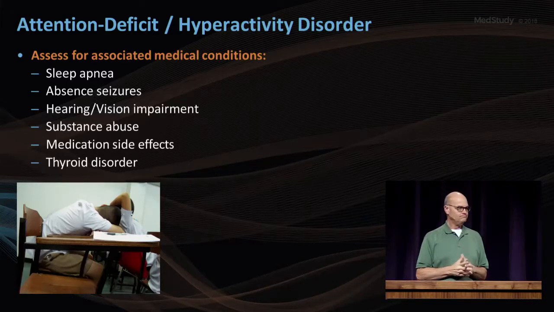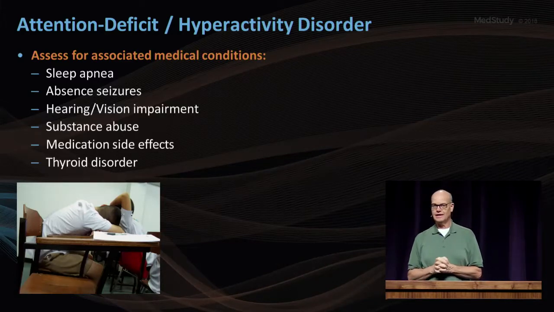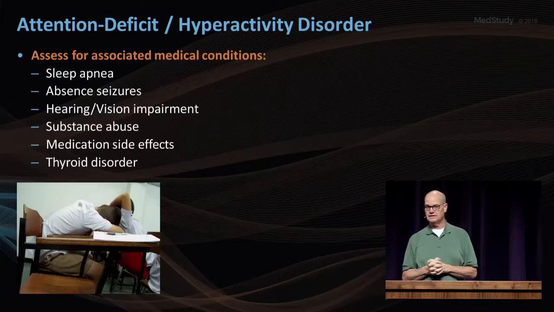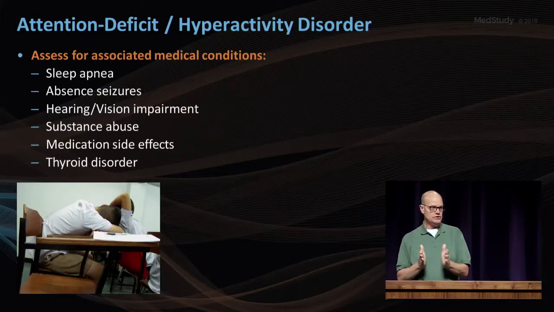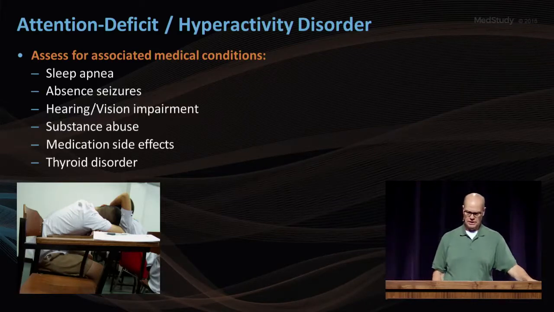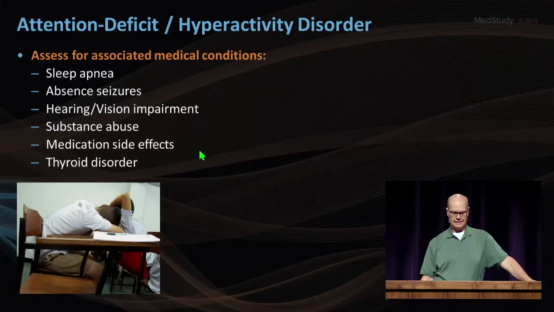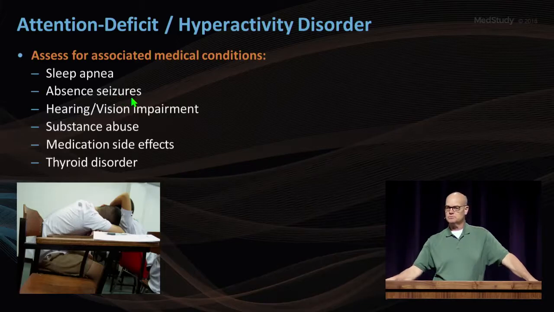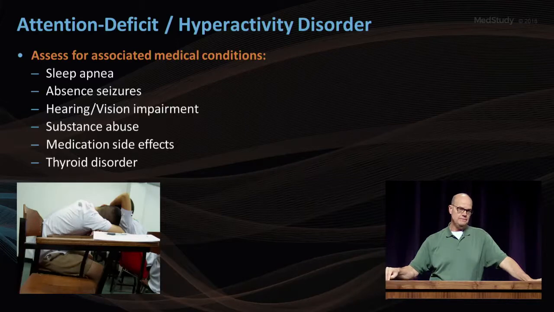So although 99 out of 100 times when you in the real world see a child who you think has ADD, they won't have any of these issues. From a board perspective, these are some of the things that I would suggest you keep in mind. Absence seizures might be one of the seizure disorders that they expect you to know the EEG findings for, and that is 3 per second spikes, very characteristic on EEG.